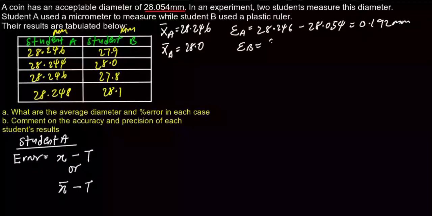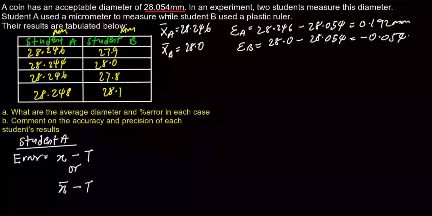That's 28.0 minus 28.054. So this gives me, let me put everything I have down in the calculator. So this is what I have in the limiter. So you can see the error in A and the error in B. Good. And what is the percentage error in A? We have to calculate percentage error.